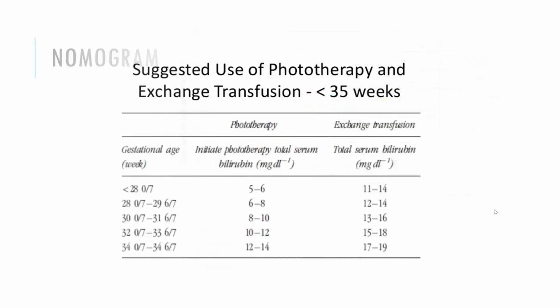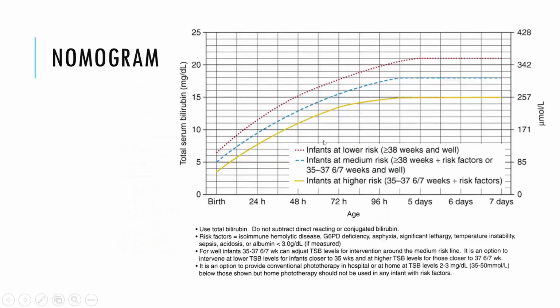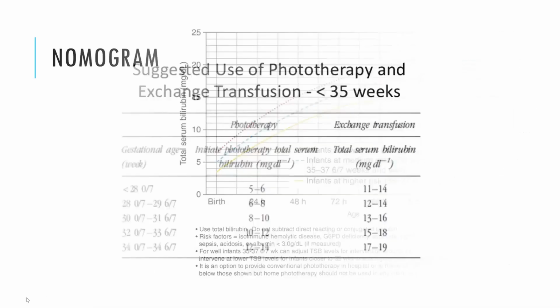Next we have, we're almost done, guys, hang in there. So the graph, actually, I'm going to go back a minute. As you can see here, this is infants at higher risk. So this is 35 weeks. But what about our babies that are less than 35 weeks? How do we know when to start phototherapy for those kids?